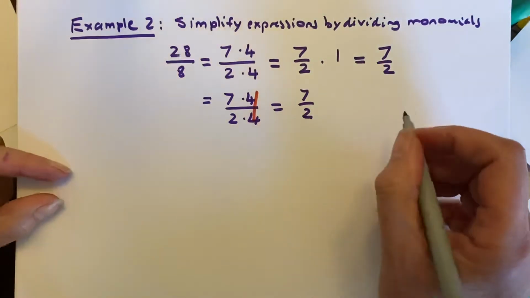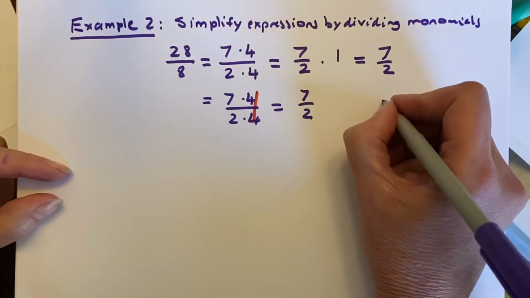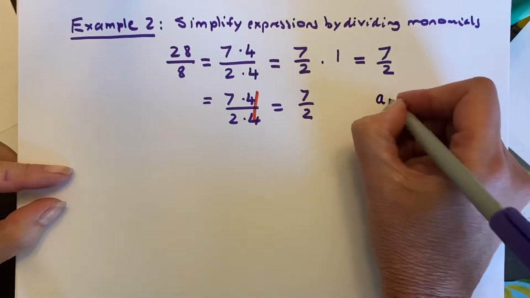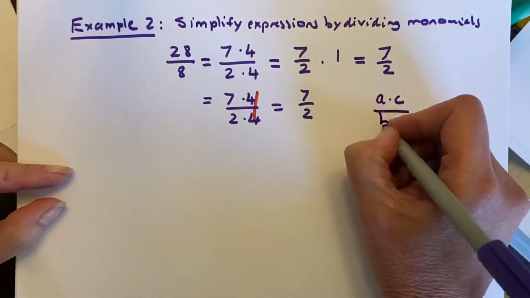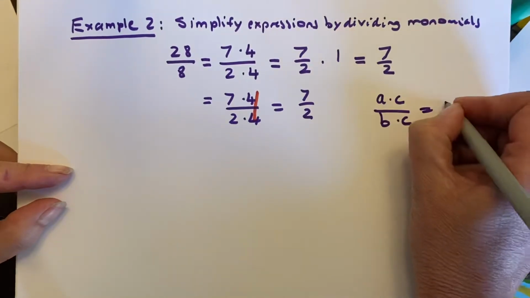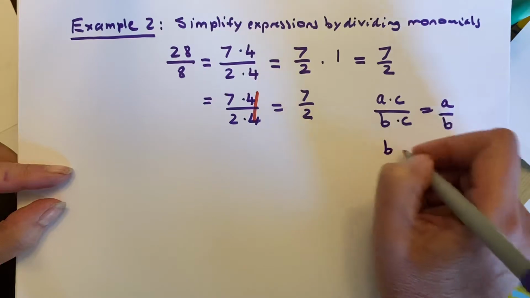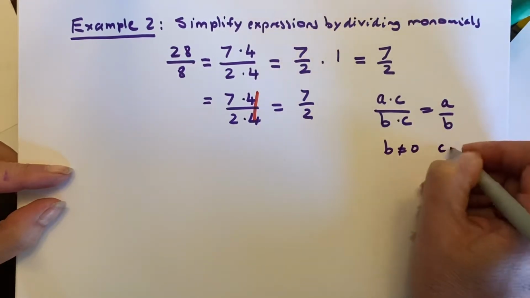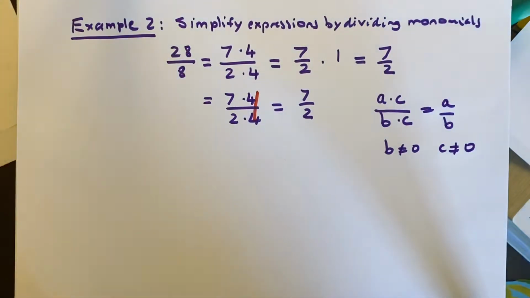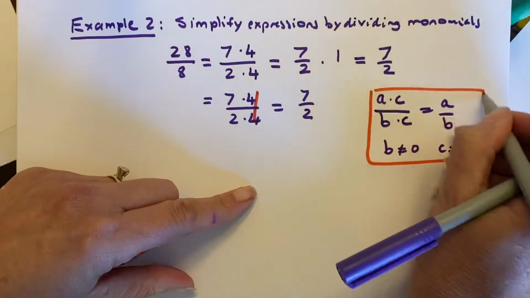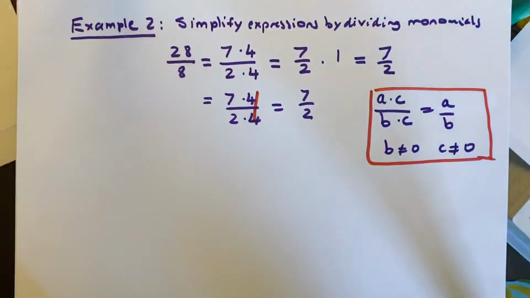And this just illustrates what they call the key concept, which you'll see at the top of page 795, which is if you have A times C over B times C, it really just equals A over B, as long as B is not equal to 0 and C is not equal to 0. Obviously, otherwise it would be undefined. So I'm just going to put that here because that's really all that we're doing, and it's not really something new. It's stuff you've seen before.